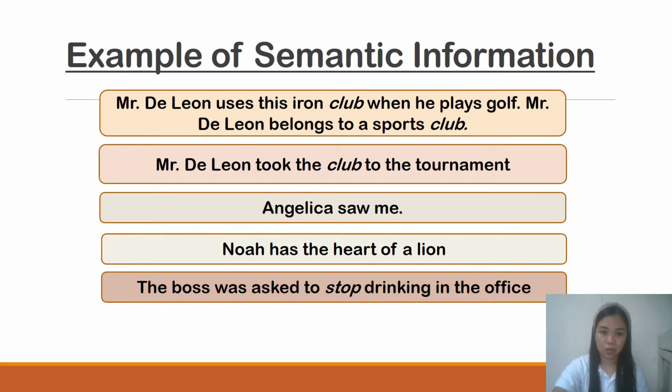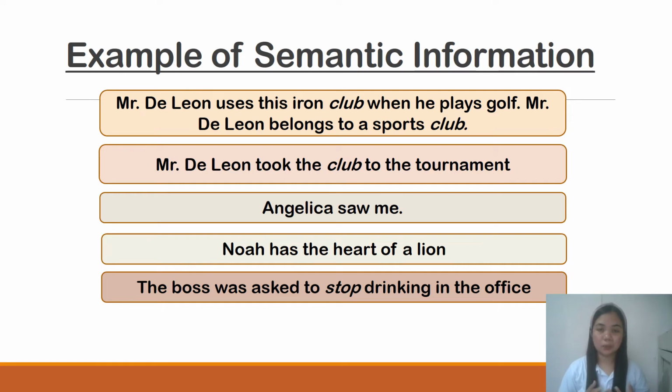For example, "Noah has the heart of a lion." This is an example of understanding metaphor, the comparison of two different things that does not use the words like or as. Fifth example: "The boss was asked to stop drinking in the office." This is an example of understanding semantic ambiguity. The word stop has more than one meaning, and the significance of the sentence changes dramatically depending on which meaning is intended.